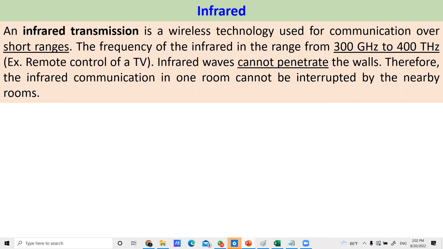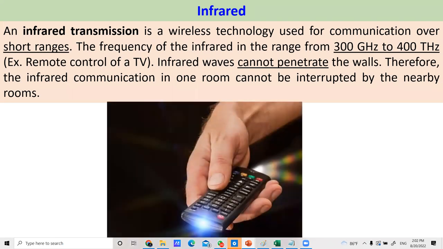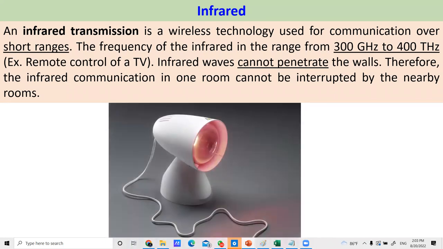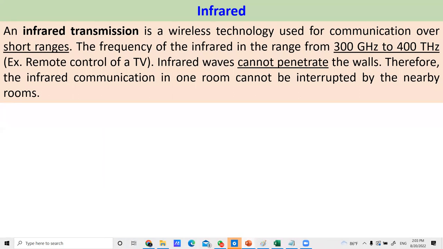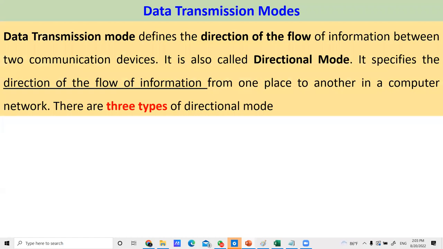Infrared has a frequency range of 300 gigahertz to 400 terahertz. That's a very high frequency. Because of this high frequency, it is not able to go through walls. It cannot penetrate walls. That's another point you want to remember. Here are some images regarding infrared. This one is for a remote controller. This is an infrared lamp. These are some of the pictures here.